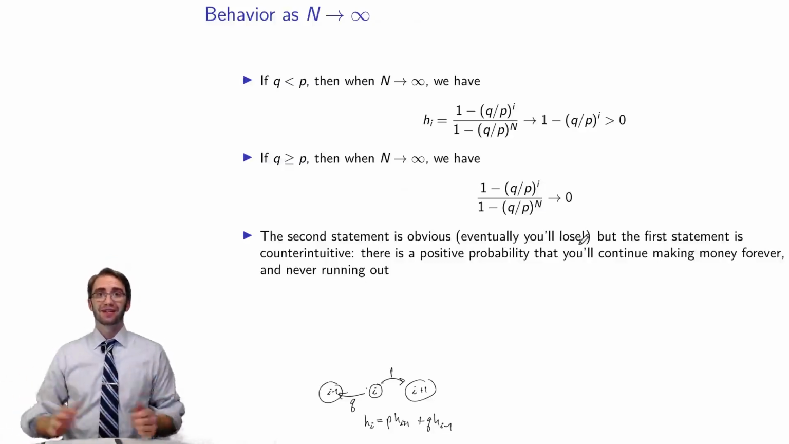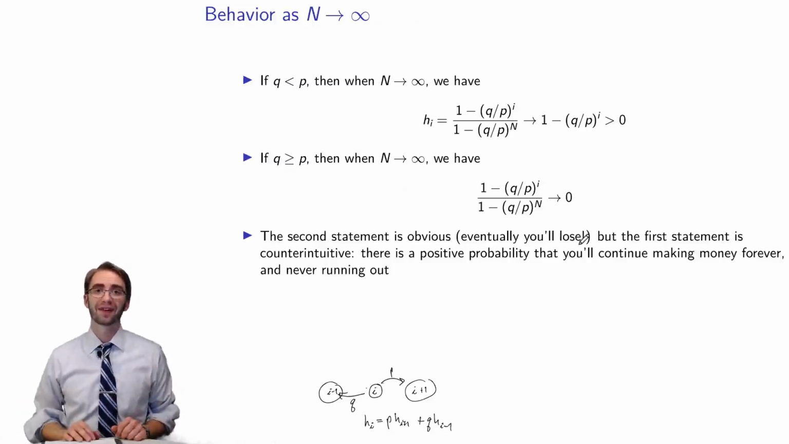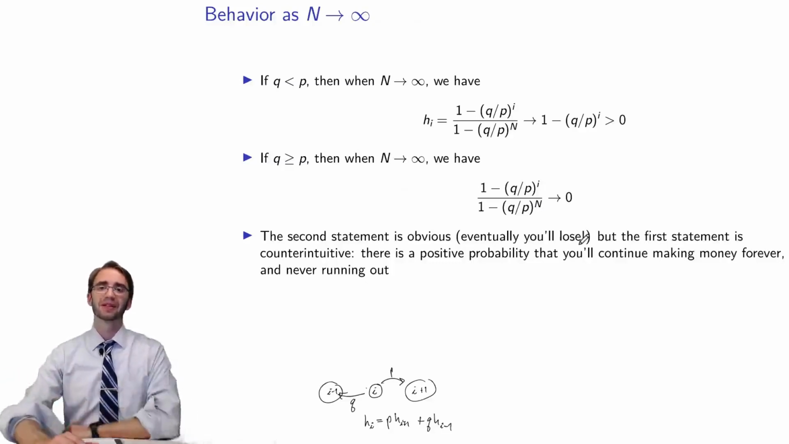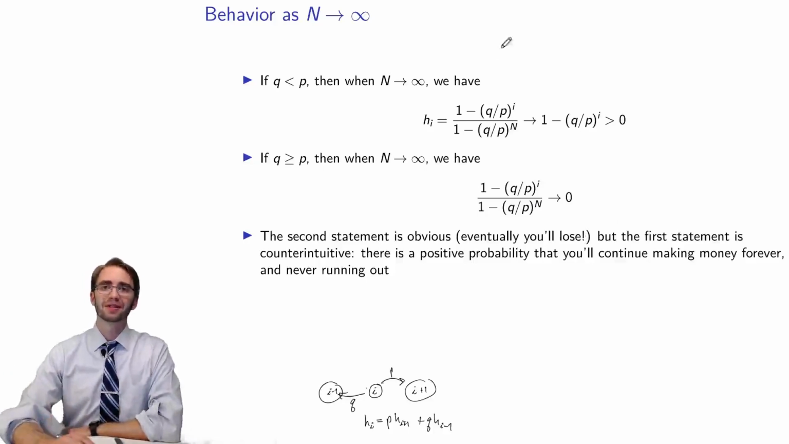I can say if I'm trying to get $500 and I've currently got 400, I can use this closed form expression to work out the probability that I will achieve my goal as opposed to losing and going broke. So what do we notice about this? When q is less than p, when you're more likely to win than to lose, let's ask what happens as n goes to infinity.